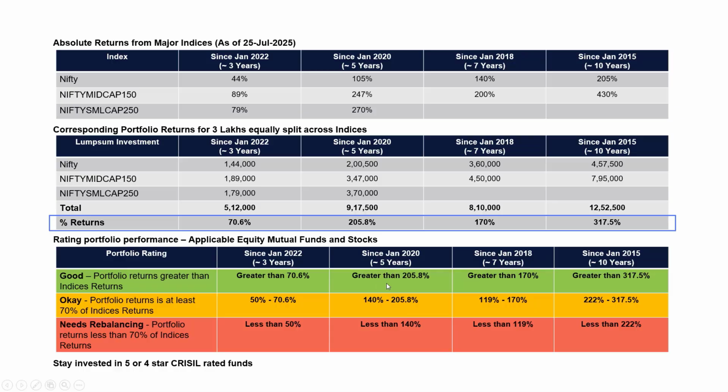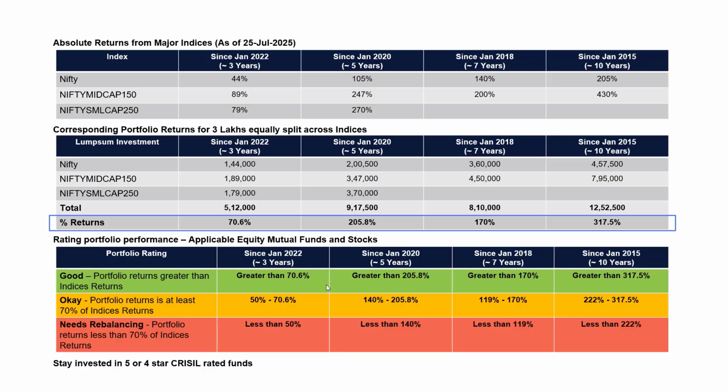Similarly, for a 5-year period, if your portfolio has grown more than 205%, then you are good. Same for the 7 years and 10 years, you can see the returns here. So if your portfolio return is greater than the indices return, then your portfolio management is good.